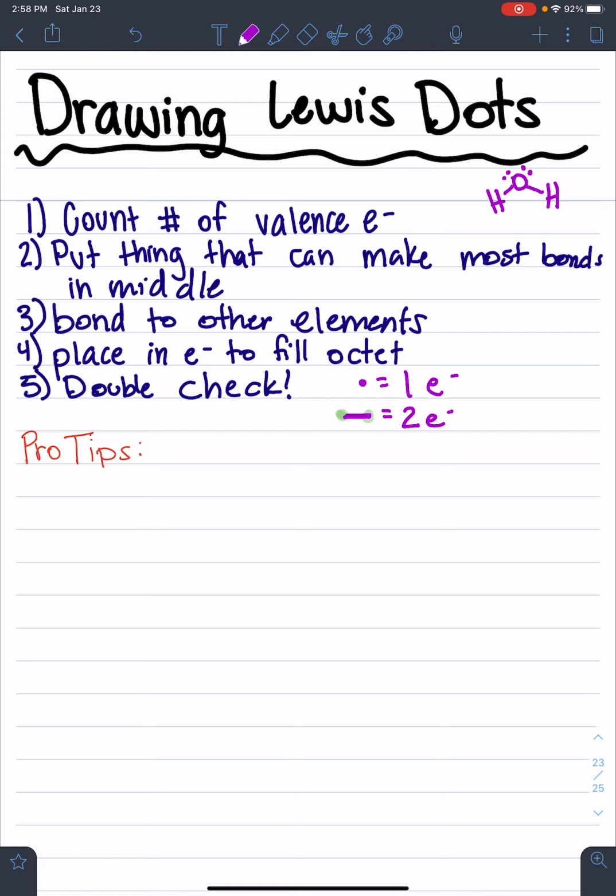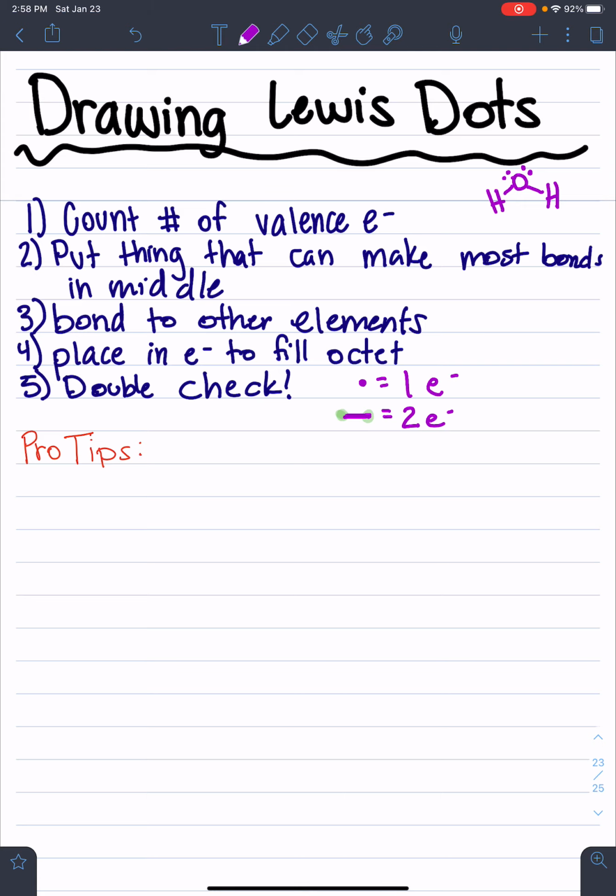So you'll notice that I have made some pro tips of things that aren't in this list of the steps for the Lewis dots. So the steps for the Lewis dots are going to be counting the number of valence electrons, putting the thing that can make the most bonds in the middle, bonding to other elements, placing electrons to fill octets, and then double checking your work.